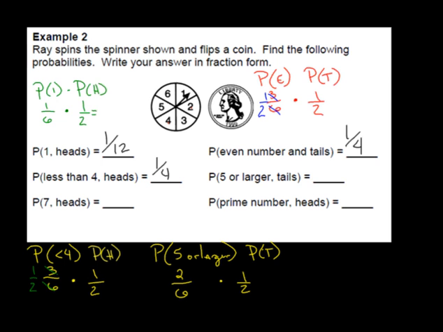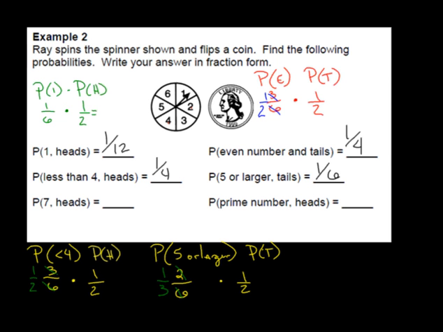That's still 1/2. Remember, you can reduce your fractions. This becomes 1/3. I multiply straight across when dealing with fractions. 1 times 1 is 1. 3 times 2 is 6. So 1 out of 6 is our probability of that happening.